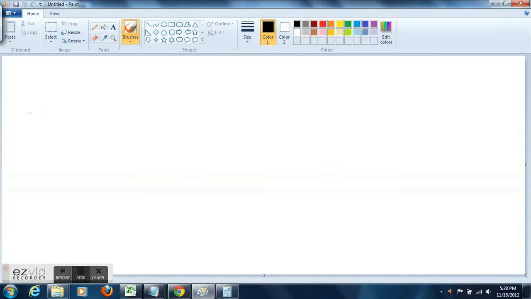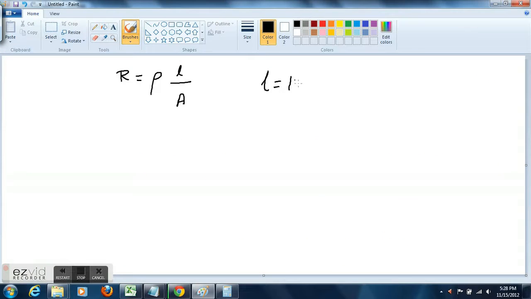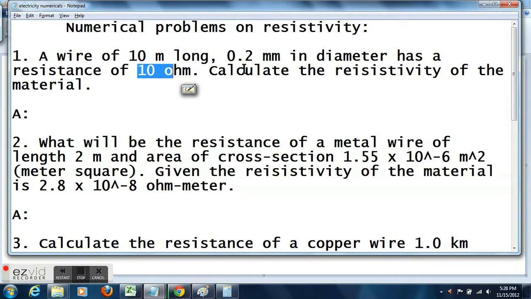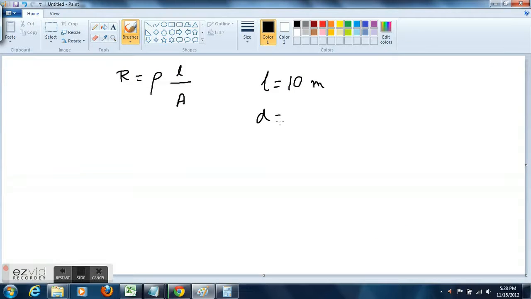So let us write the formula first. Resistance R equal to rho into L upon A, where rho is the resistivity, which we have to find out here. Length is given as 10 meter, which is already given in SI unit. Area is not given, but they have given the diameter, which is 0.2 millimeter. Therefore, radius equal to half of diameter, which is 0.1 millimeter. Therefore, area equal to pi into square of radius.